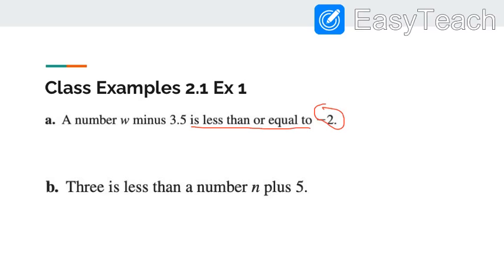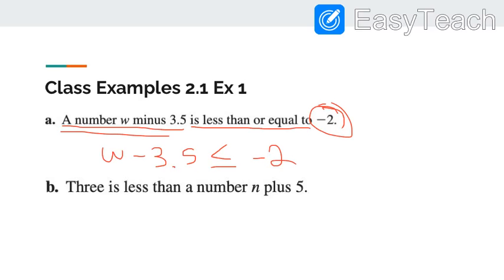We have our value here. And then we also have our expression. So this one's going to be w minus 3.5 is less than or equal to negative 2. Similar on the next one. We look for that is less than first. Okay, so here we have 3 is less than n plus 5.